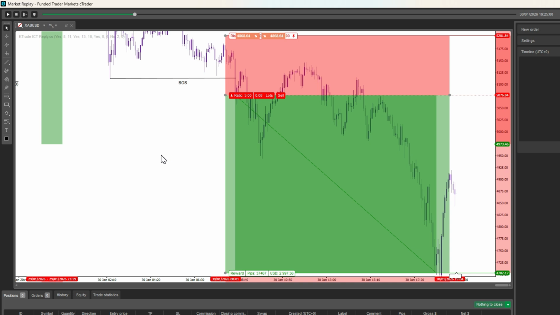Right, so this is all I wanted to show you guys. Now I want you to test this strategy and let me know how it performed on your pairs in the comment section. Thank you very much.